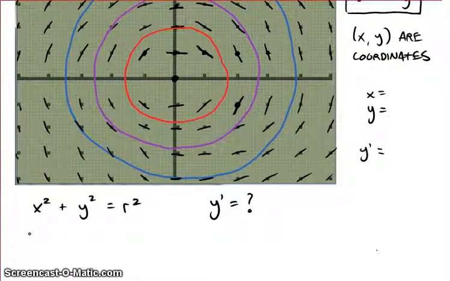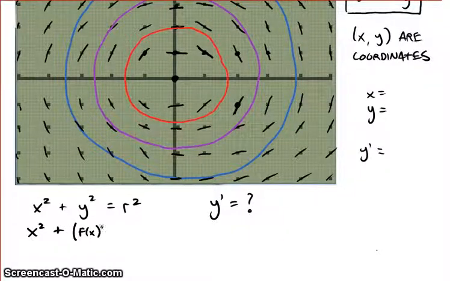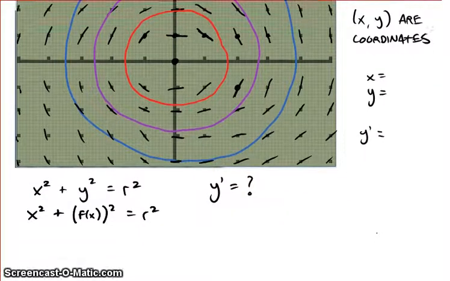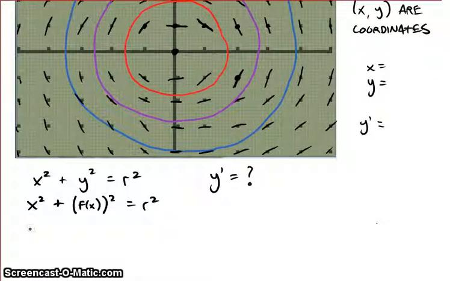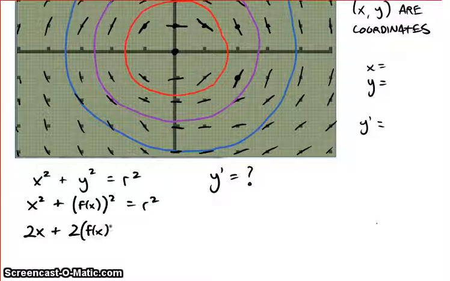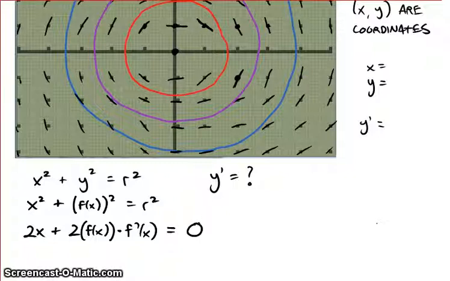Maybe just to remind you how to do this process, it's helpful to think of y as f of x. So we're squaring f of x. When we write it like that, it's easier to see that we have a chain rule happening. So this becomes 2x plus, and if we apply the chain rule, the outside function is x squared. So we take the derivative of x squared, which is 2x, plug in the inside function, and then multiply by the derivative of the inside function. And this is going to be equal to 0.